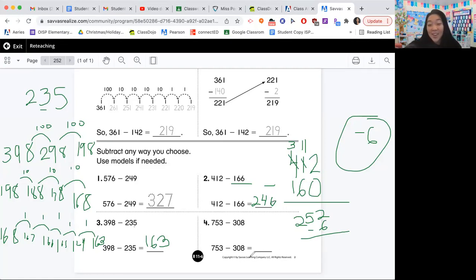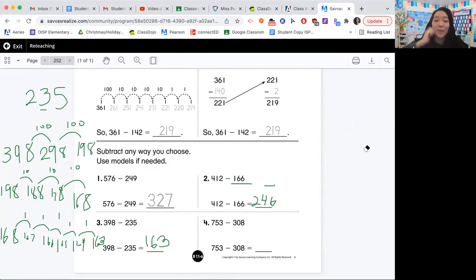All right, now I know that this is a lot. So I was going to show you guys with models because some people might do this better with models. So we are going to be doing a drawing as well. So we have 753. I know this is a lot of work, guys. We have 753. So we're going to draw 753.